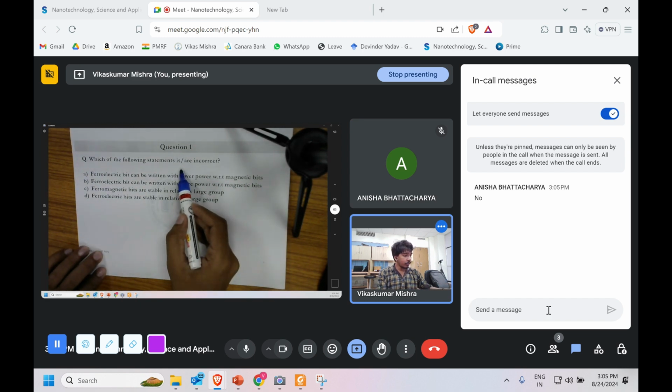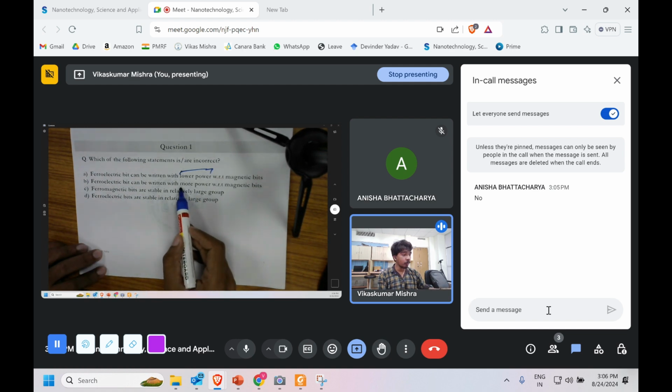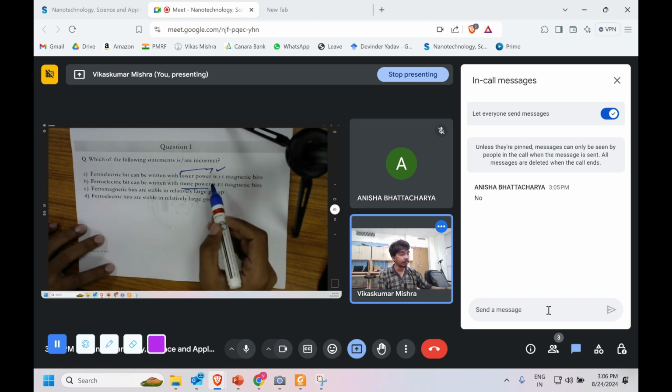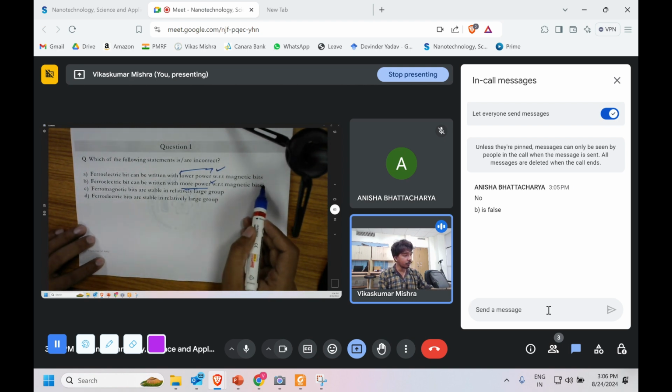We are focusing on the lower power for the ferroelectric bit and then the more power for the other. So the point of difference is the power. Like how much power will it take to use the ferroelectric, and how much power will it take to use the ferromagnetic bit? B is false. Yeah, incorrect. So B is the one which is incorrect.